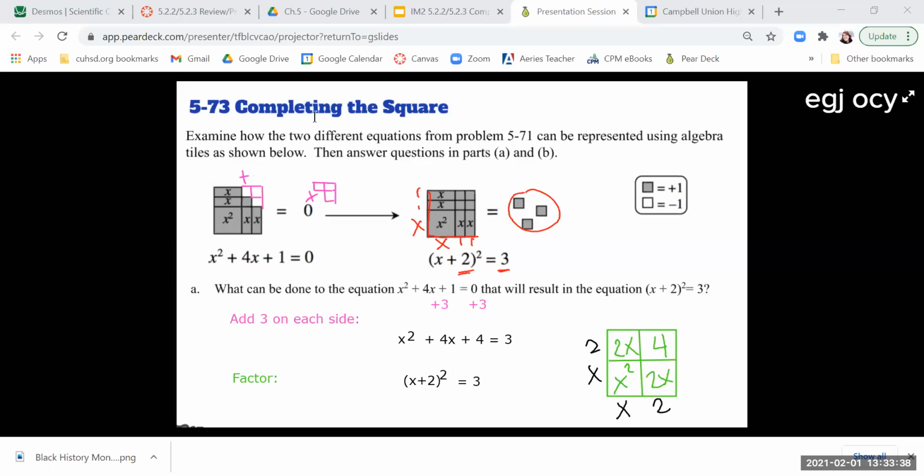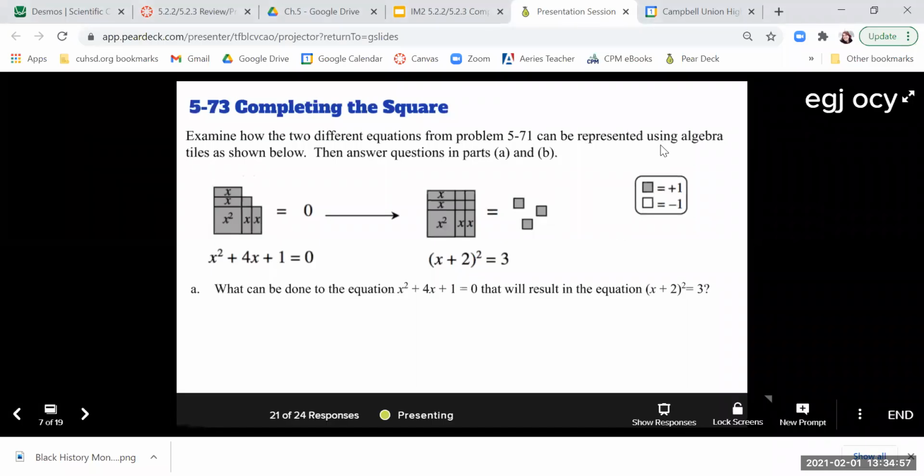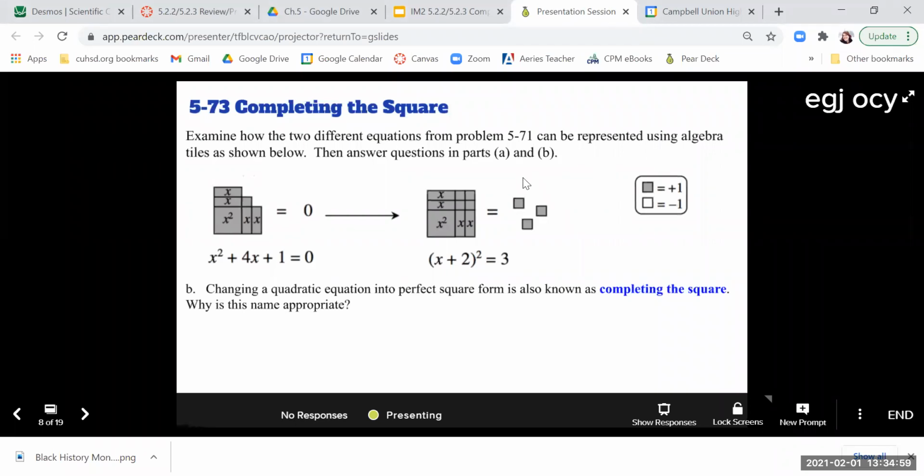And we've done it. We have now changed it into perfect square form. I guess I don't have to do that, but all right, so there we go. Okay, so this is part B of the same problem. So we're just continuing thinking about these two diagrams with the area models.